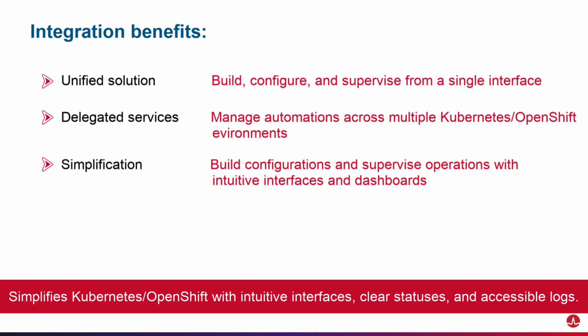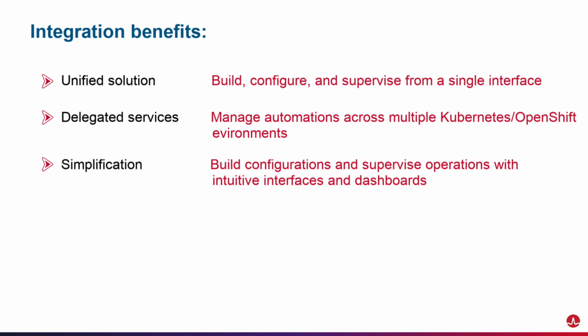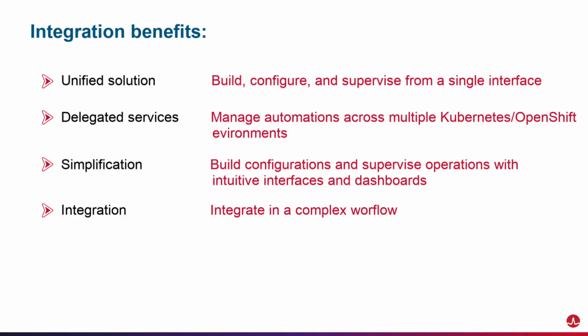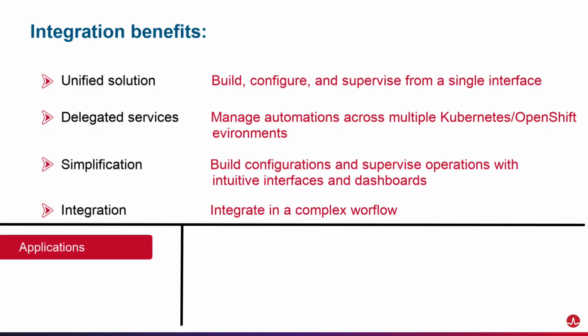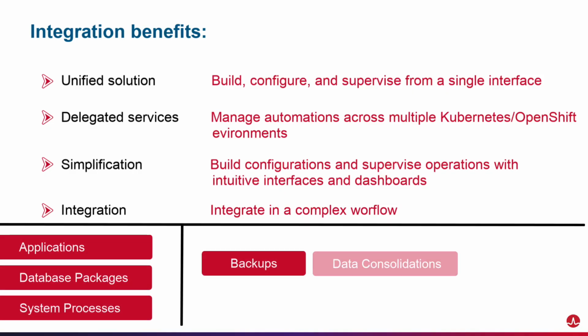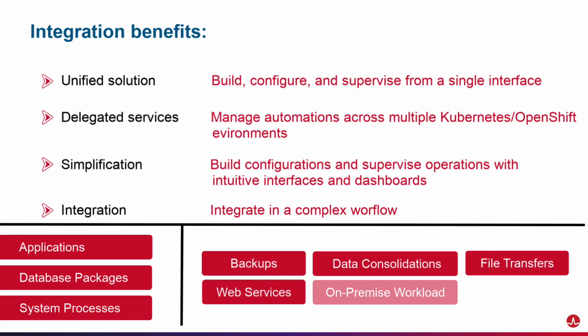From an operations perspective, AutoSys greatly simplifies the configuration and orchestration of Kubernetes. Externalizing operations to a tool with a high degree of third-party integration means we can synchronize all cloud with non-cloud workloads. Using various agents and job object types, we can build sophisticated configurations involving multiple applications, database packages, system processes like backups and data consolidation, file transfers, web services, and other on-premises workloads.